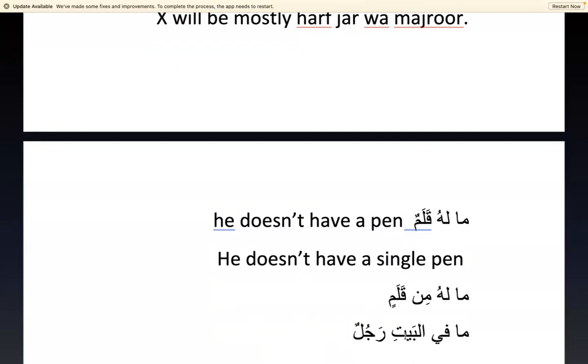Whenever you have fee something, you will always put an extra "there" in the translation. You'll say, there's no man in the house. So there you usually put extra. Whenever you have a sentence like this, fee something, you'll always put "there". So you say, ma fil bayti rajulun, there's no man in the house.